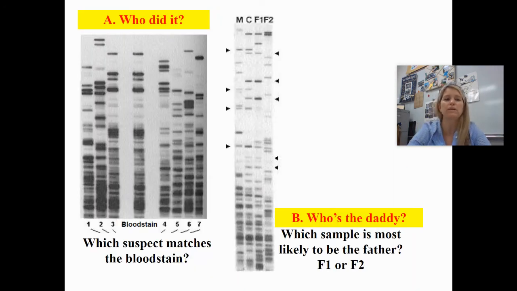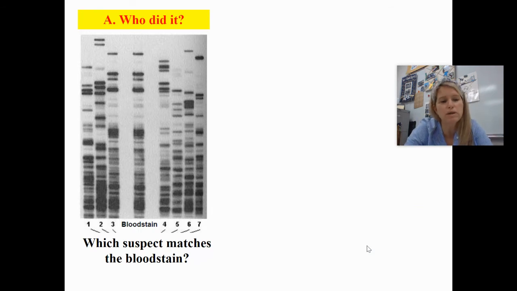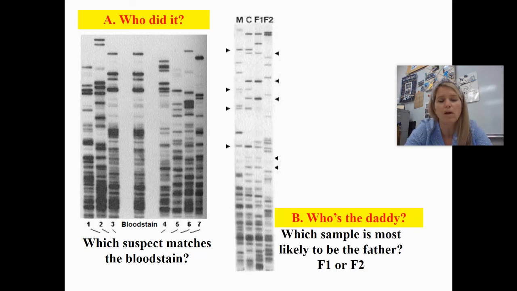All right, so let's take a look at these. Who did it in the first picture here? Our blood stain is the evidence, and who does it look like matches up, or more than one? Okay, it looks to me like it's got to be suspect 3. Right. Okay, who's the daddy? Which sample is most likely to be the father?